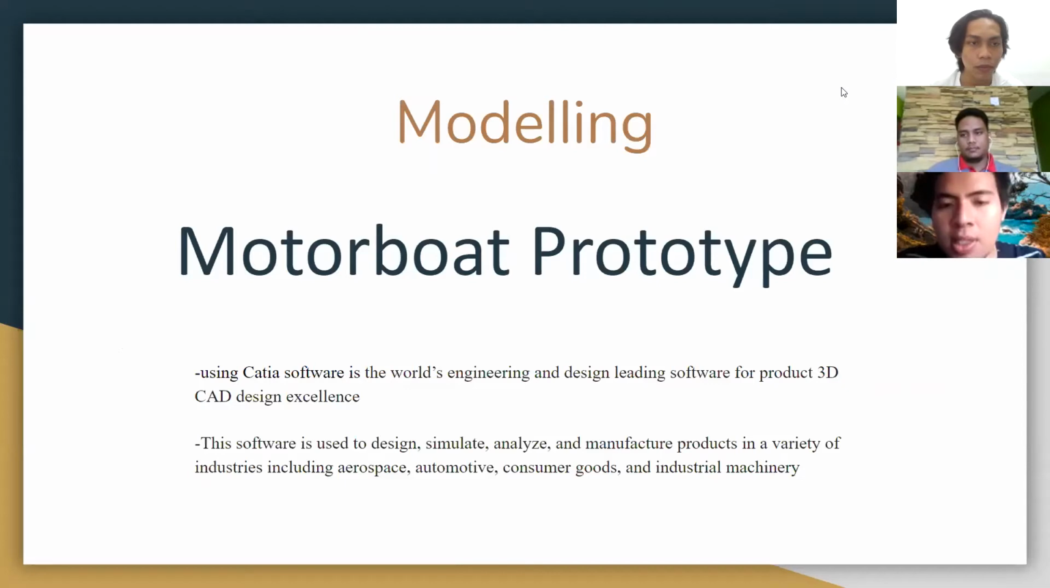Okay, thank you, Rizky. For my part, I will explain about the modeling. What is the modeling of the motorboat prototype? First of all, for the modeling design, we created it using CATIA software, because CATIA is a world-leading engineering and design software for product 3D CAD designs. This software is also used to design, simulate, analyze, and manufacture a product in a variety of industries, including aerospace, automotive, consumer goods, and industrial machinery.